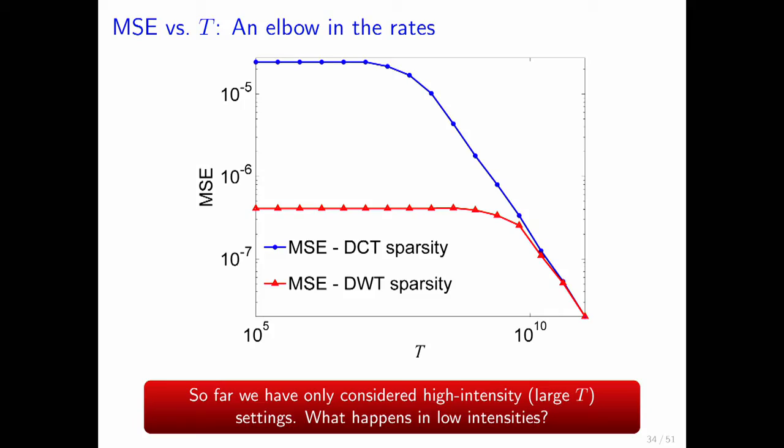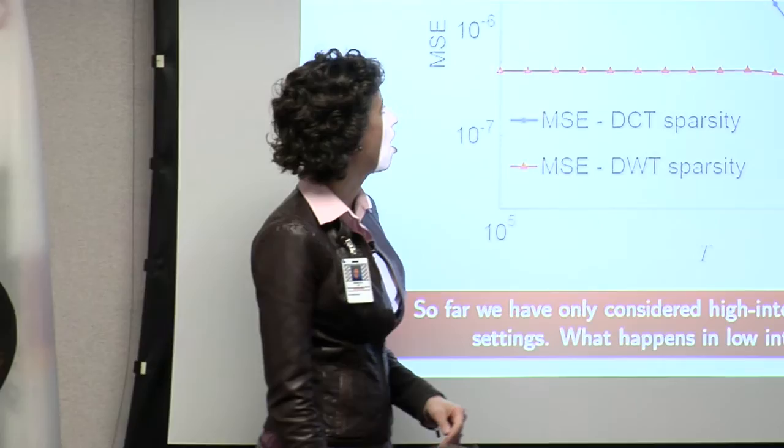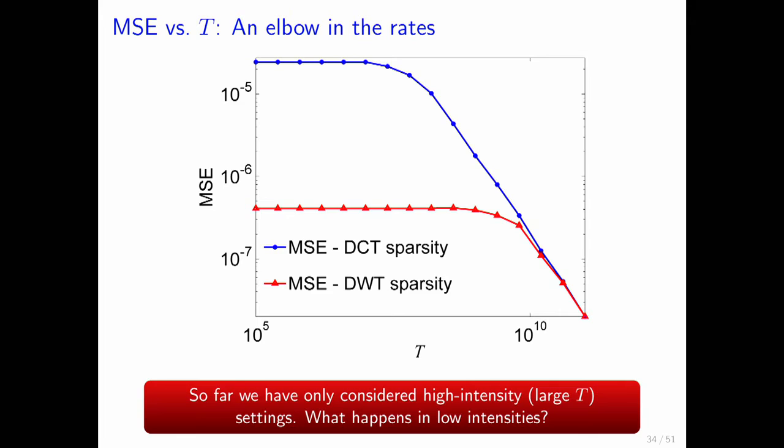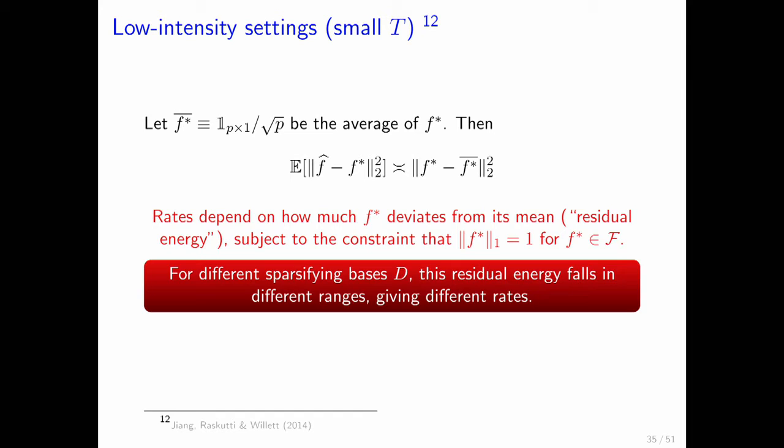Another key thing to note in this plot is that depending on whether we are looking at signals that are sparse in a wavelet basis or in a discrete cosine transform basis, we get different rates at these low intensities. And you might ask why, because in the traditional compressed sensing literature, the particular basis in which you're sparse doesn't play a significant role, but we're seeing here it plays a highly significant role.